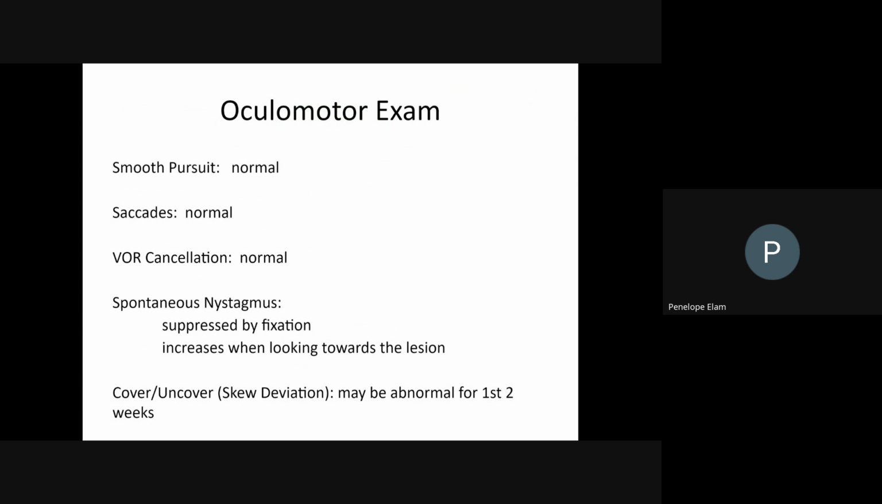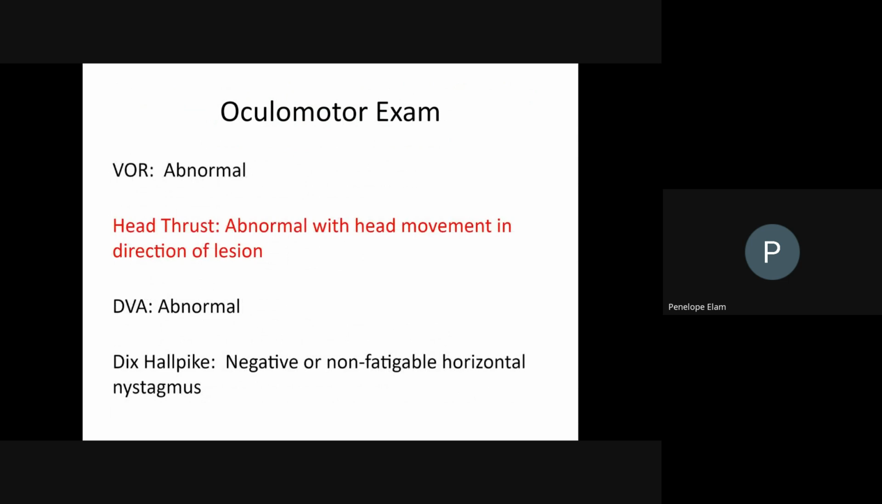Okay. The cover uncover in the acute phases may also be abnormal for the first 1 to 2 weeks. So you may see a skew deviation occur when you do that test in the first couple weeks. VOR is going to be abnormal. The thing that's going to help us determine whether it's central versus peripheral, on top of looking at the smooth pursuit and the saccades, is going to be the head impulse or the head thrust test.